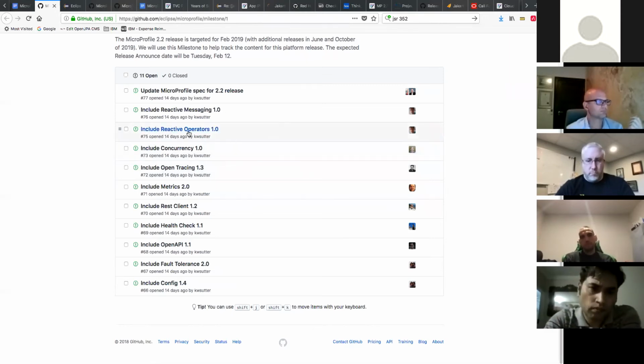Yep, that's the same way. And then I guess reactive operators, if James sticks to this and we're able to get that out with MicroProfile 2.2, it's not actually part of the platform yet. It would just be released separately at the same time. Yeah, okay, that's fine. Thank you. Okay.